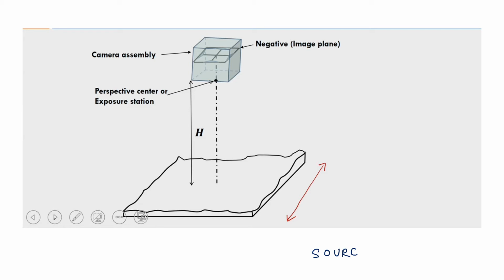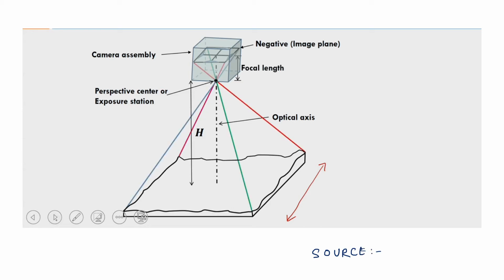So this is the optical axis shown here. Fine. So this is the focal length, as you know already from the last lecture, right. So this is the way all the rays are converging to the perspective center, and again they are diverging to the image plane. And they are creating an impression on the sensor or the image plane, or we can say negative plane.